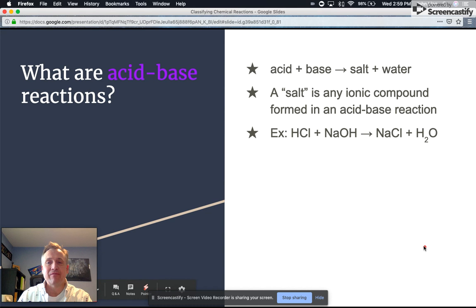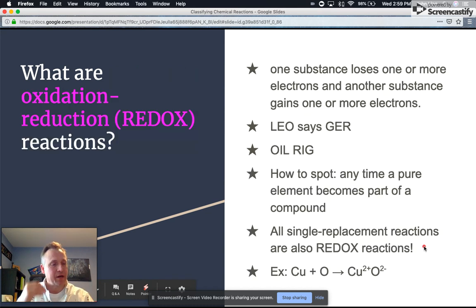Last but not least, we have oxidation reduction reactions, or redox. Redox reactions is when, this is all about electrons. So it's when one substance loses one or more electrons and another substance gains one or more electrons. And there's a couple of sayings that you can use to remember which is which. Leo says Ger. Leo the lion says Ger is one, because this stands for lose electrons, oxidation. So if you lose electrons, you are oxidized. Gain electrons, reduction. That's where you get Leo and Ger.